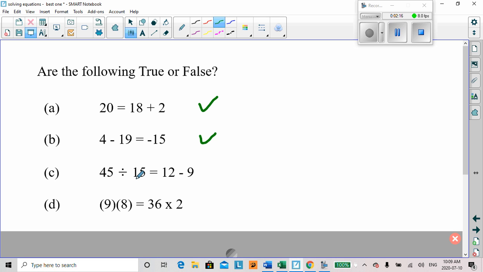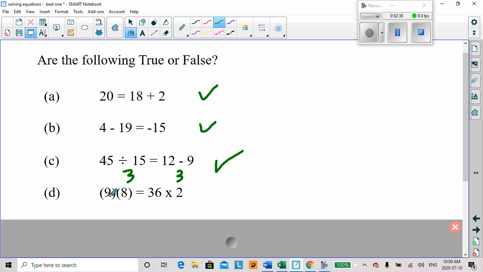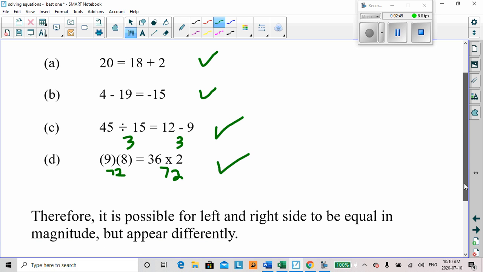45 divided by 15, if you put that in your calculator, you get 3. 12 minus 9 is also 3. So that one's balanced too. 9 times 8 is 72. 36 times 2 is 72. So these are all true because they are all balanced. They are equal to the same thing on both sides. So it's possible for the left and right side to be equal, but appear different.